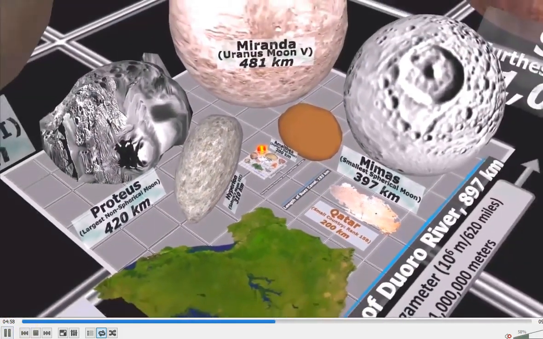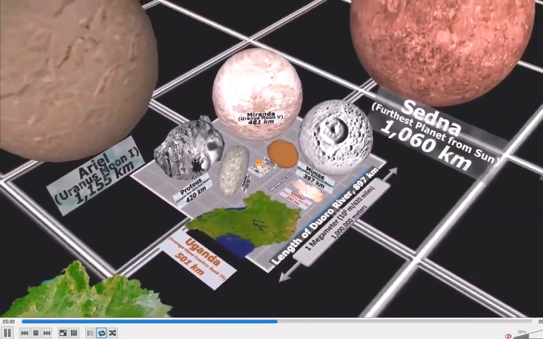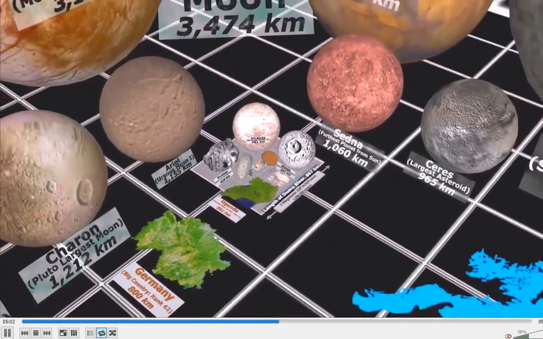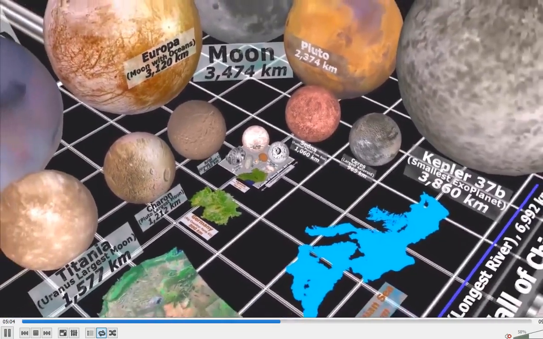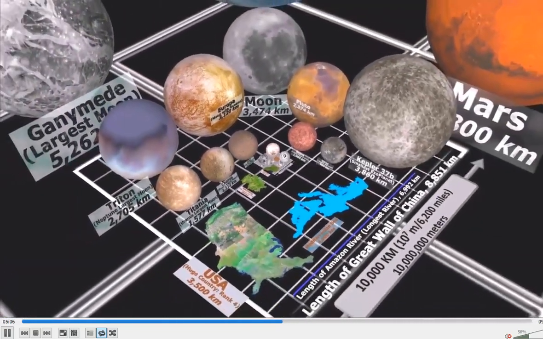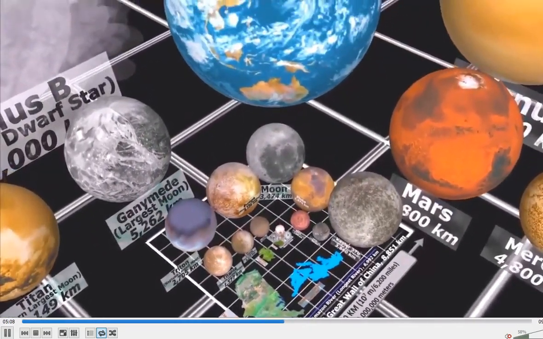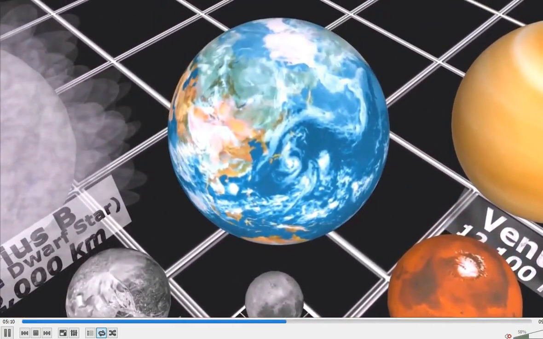I don't want to spend too much time here, but now we're dealing with more cosmological things, although we still have moons and stuff. We're about to see the Earth, and we're going to use that as a reference because we have a general idea in our heads of how big the Earth is. Earth is roughly 12,000 kilometers in diameter, give or take.